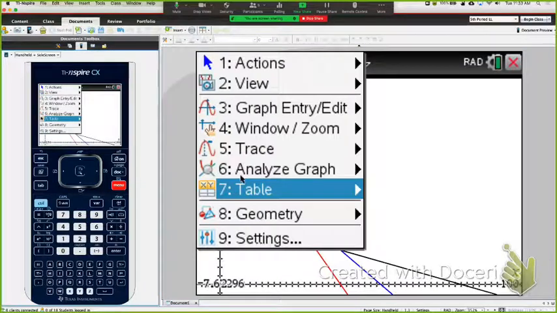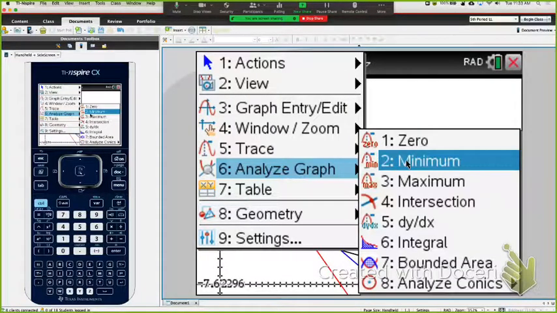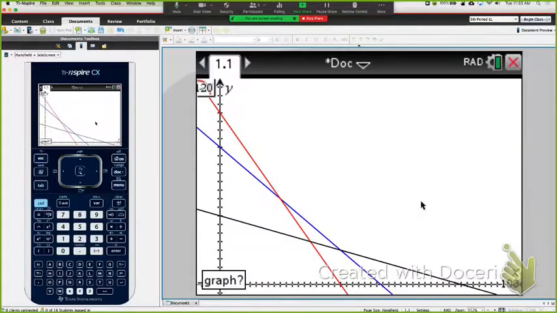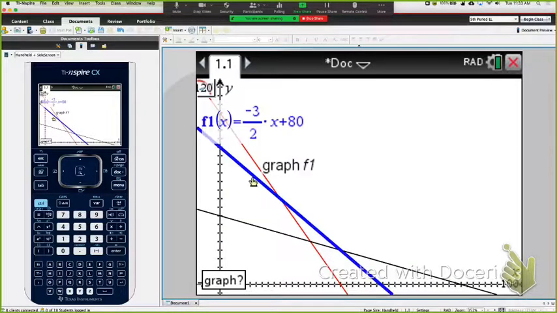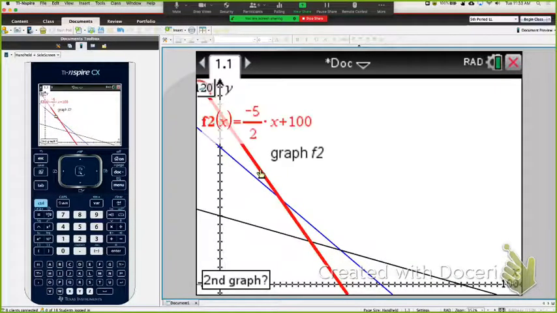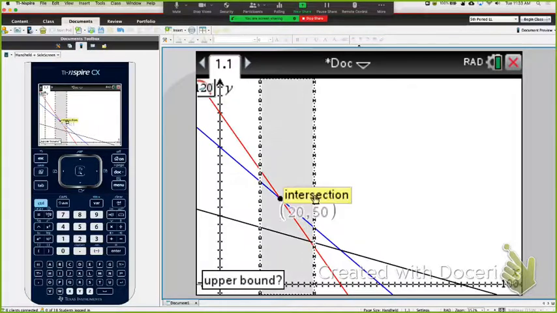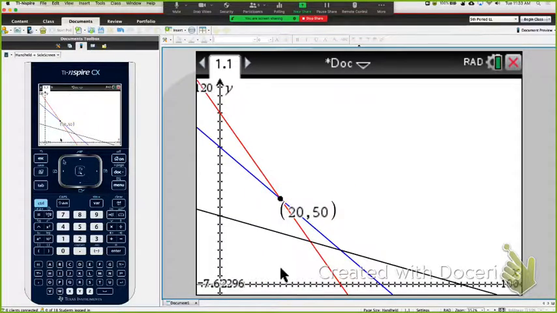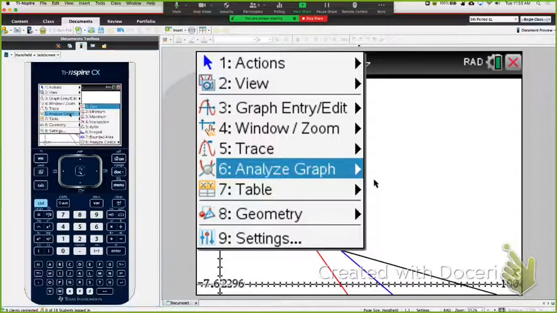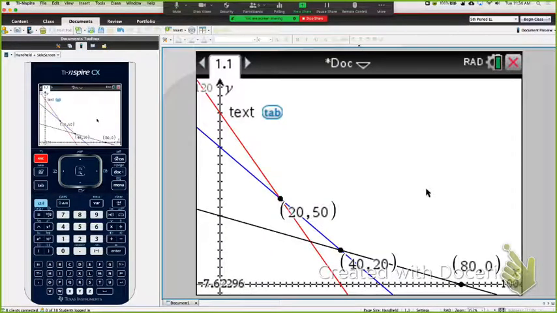All right, I'm going to finish this up real quick, guys. All right, so you're going to use your different analyze graph stuff here. All right, focus. Okay, there's that intersection point. I'm going to pick up the intersection point. So the moral of the story here is we have 4 points to check.